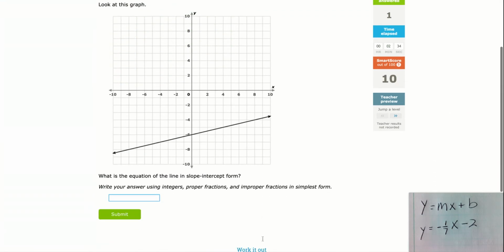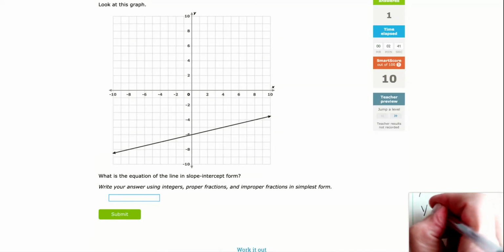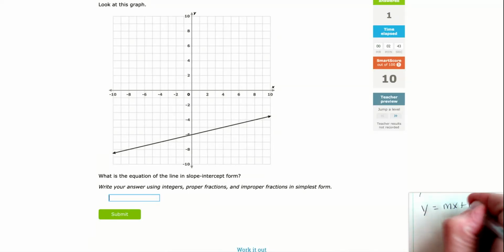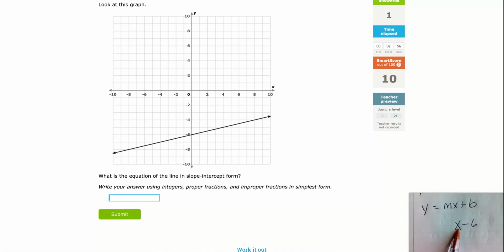Again, the first thing I'm going to do is find my y-intercept. So again, y equals mx plus b. I'm going to look for my b value. My b value is where it crosses the vertical axis, so right here at -6. So I know this is going to be -6. Then I make sure, don't forget to write the x. A lot of students forget to write the x.